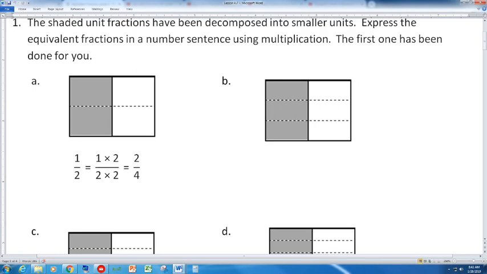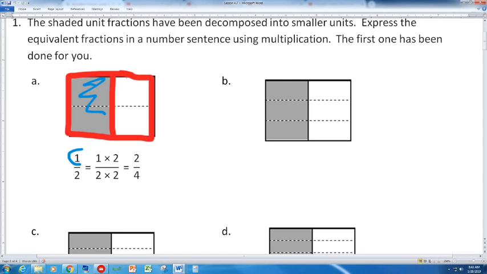For the first one, you can see we're going to be looking at the solid lines first. I'm going to outline that in red. These are our solid lines. As you can see, 1 out of the 2 are shaded in, and 2 being the whole. Now when we break it apart, again, we're going to decompose it, and we're going to draw a line through the middle. That was our dotted line.